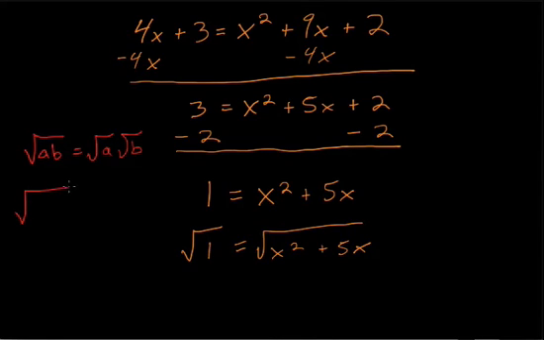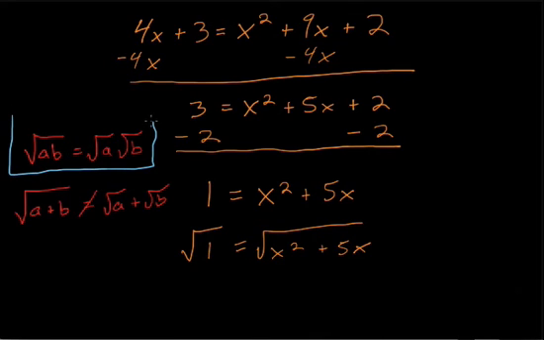So if we have the square root of a plus b, does that equal the square root of a plus the square root of b? No, it does not. These are not equal to each other. This is the only property that applies, and it only applies for multiplication, not addition. So how would we simplify the square root of x squared plus 5x? Very simply, we don't. There's no way to simplify it. So the most we can say is that 1 equals the square root of x squared plus 5x.